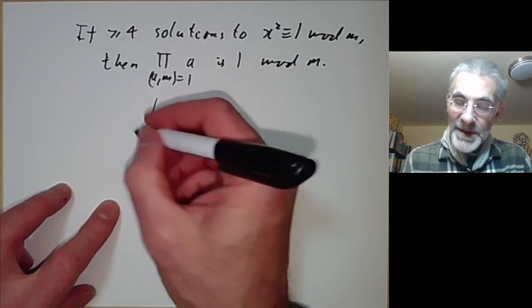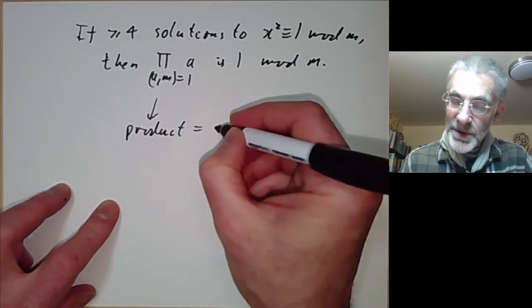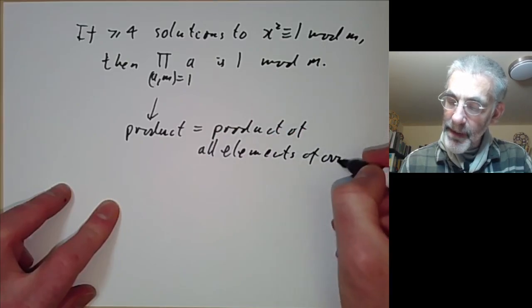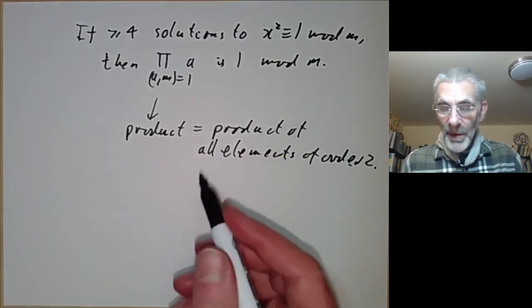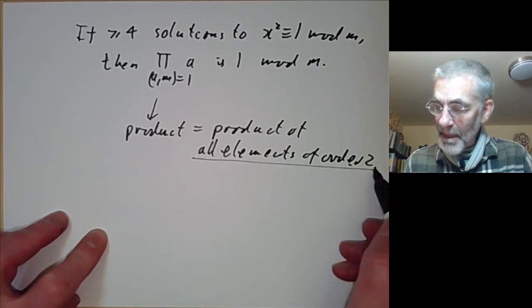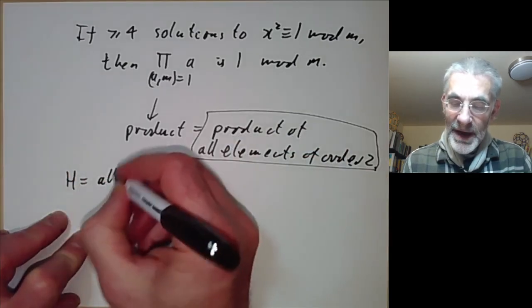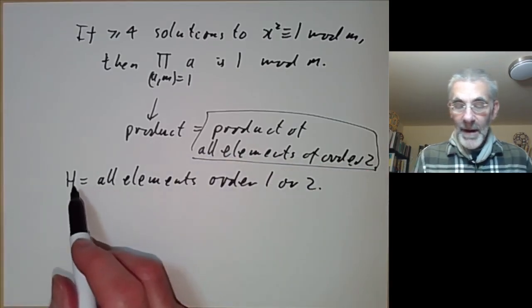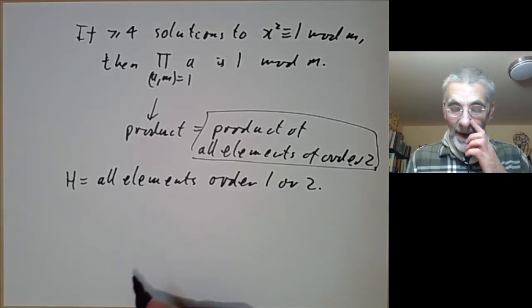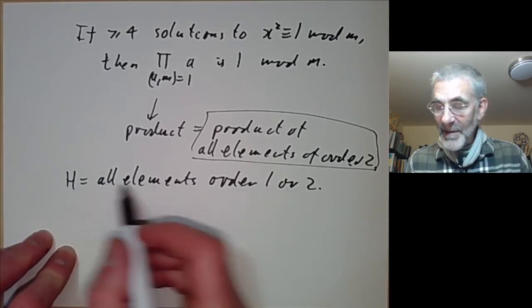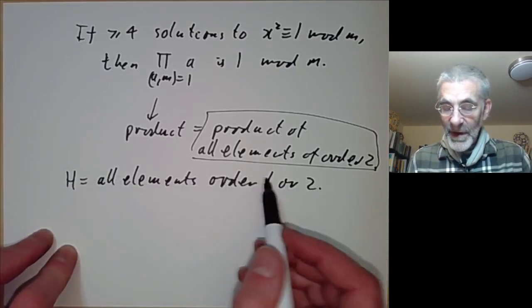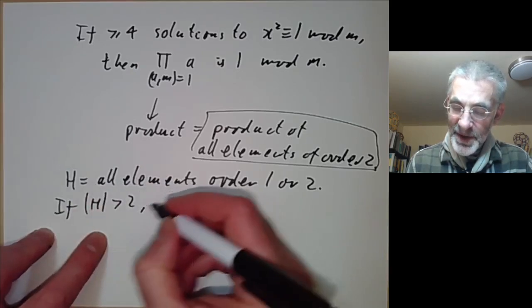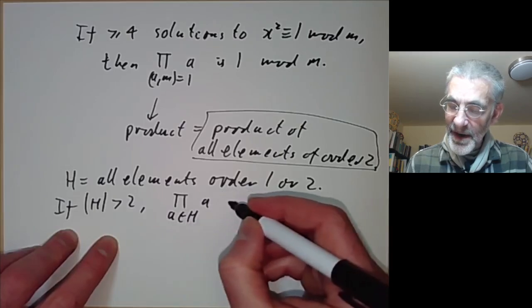And as before, we see the product is equal to the product of all elements of order 2. So what we've got to do is form a group H, which is all elements of order 1 or 2. So this is a finite abelian group. And if we've got a finite abelian group, all of whose elements have order 1 or 2, then the product of all elements is always 1 unless there are only 2 elements in the group. So we can say if H has more than 2 elements, the product over all elements a of H of a is equal to 1.